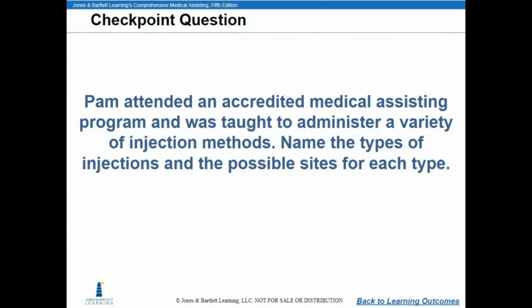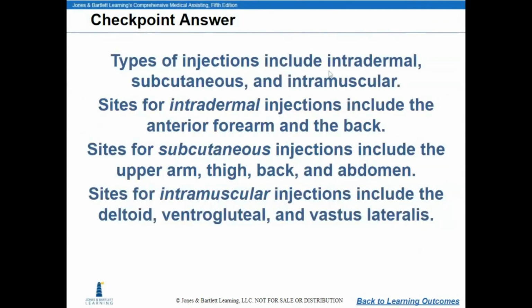All right, so Pam attended an accredited medical assistant program and was taught to administer a variety of injection methods. The types of injections and possible sites for each type are intradermal, subcutaneous, and intramuscular. Intradermal injections include the anterior forearm and the back. Sub-Q include the upper arm, thigh, back, and abdomen. And then intramuscular include the deltoid, ventrogluteal, and vastus lateralis.